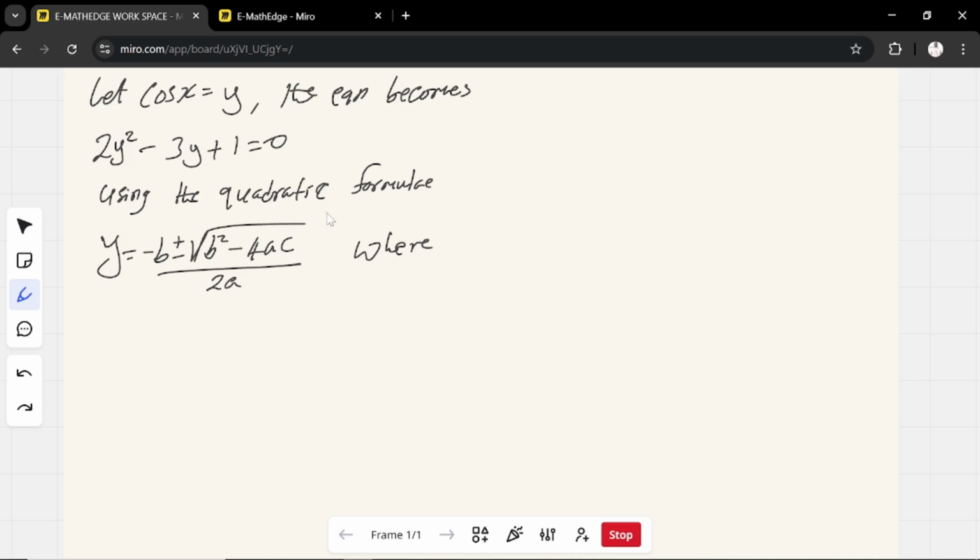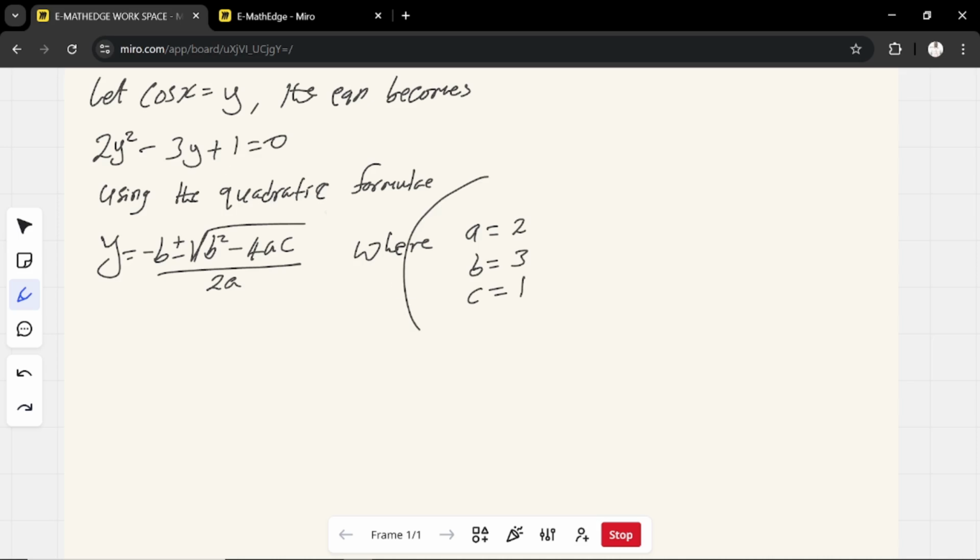So now, we are going to have a equal to 2, which is the coefficient of y squared, right? And we are going to have b equal to 3, which is the coefficient of y. And we are going to have c equal to 1, which is the constant number in the equation.